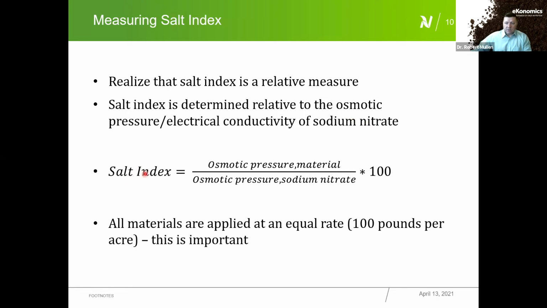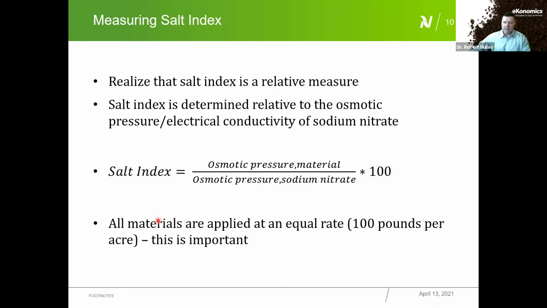So this is what the actual salt index calculation looks like. I'm not going to show you all the osmotic pressures. I could, if you really want that publication, it was published in Soil Science in 1943. You can go find that article. I do have a copy of it. Osmotic pressure of the material divided by the osmotic pressure of the sodium nitrate multiplied by 100.